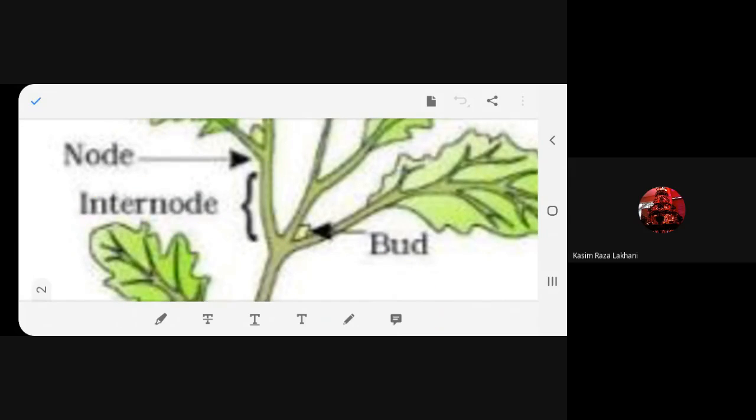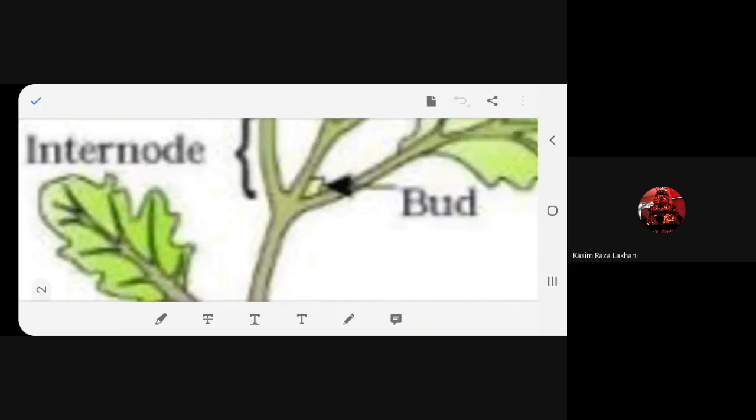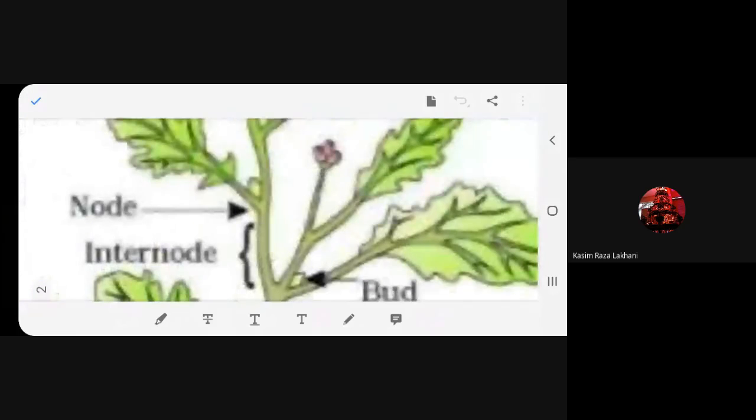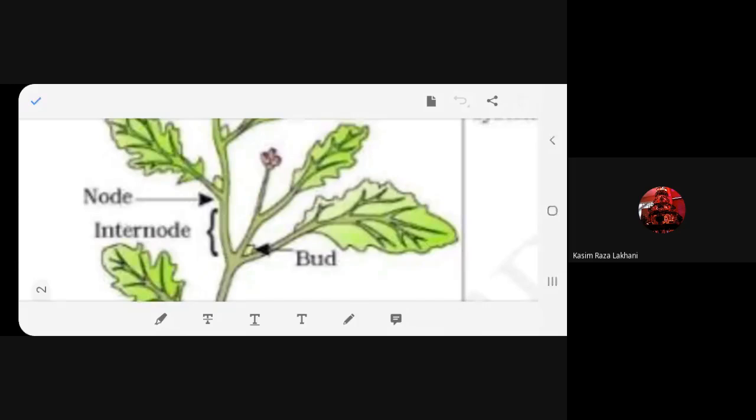In between a branch and the stem, you get a bud. Can you see the bud? Again, here you can see the bud. This is a place where you get the branch. From this bud, you get a branch.